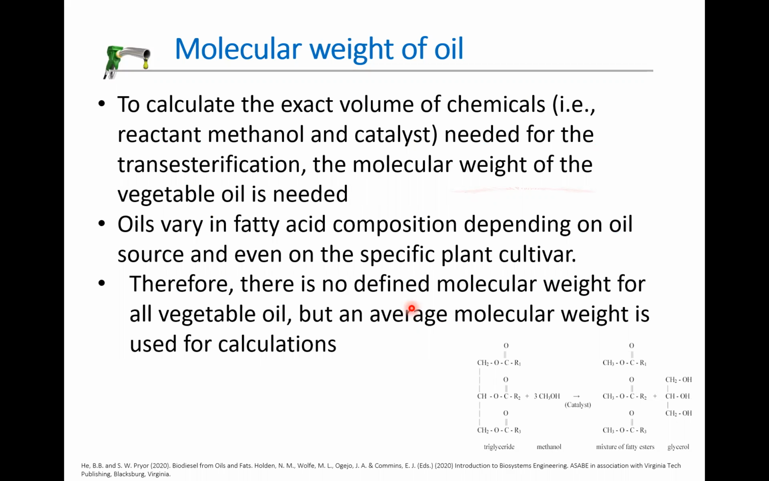The oil varies in fatty acid composition depending on the oil source, and even different cultivars might affect the composition of the oil, or the fatty acid profile of the oil. Therefore, there is no defined molecular weight for all vegetable oil, but we can calculate an average molecular weight of oil based on the profile of different fatty acids contained in the oil.